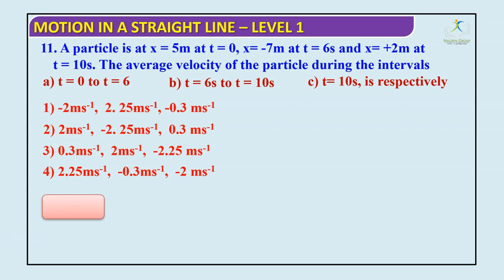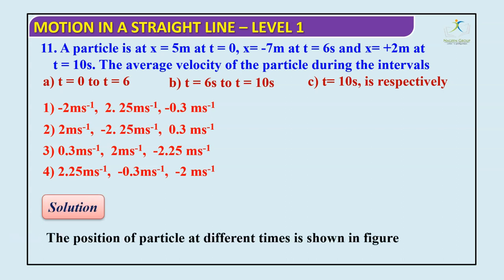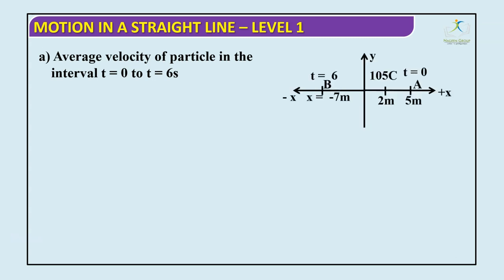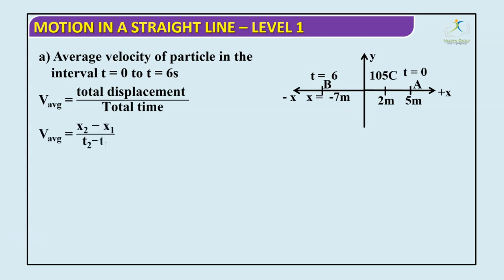Now let's move on to the solution part. The position of the particle at different times is shown in the figure. Average velocity of the particle in the interval t is equal to 0 to t is equal to 6 second. So V average is equal to total displacement divided by total time. V average is equal to x2 minus x1 divided by t2 minus t1, which is equal to minus 7 minus 5 divided by 6 minus 0, which comes to minus 12 by 6, which is equal to minus 2 meter per second.